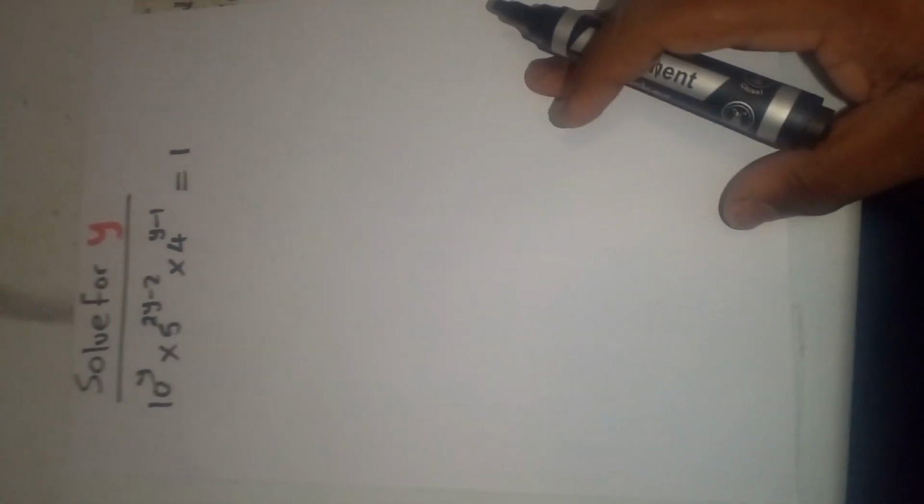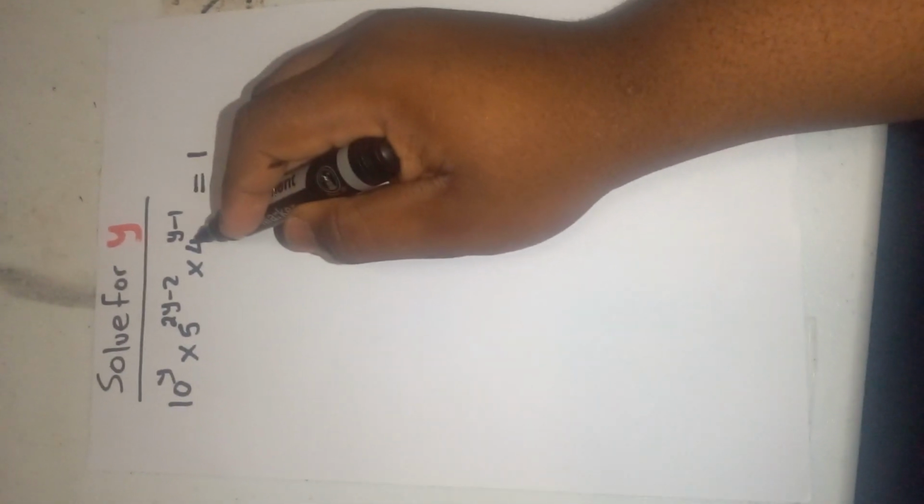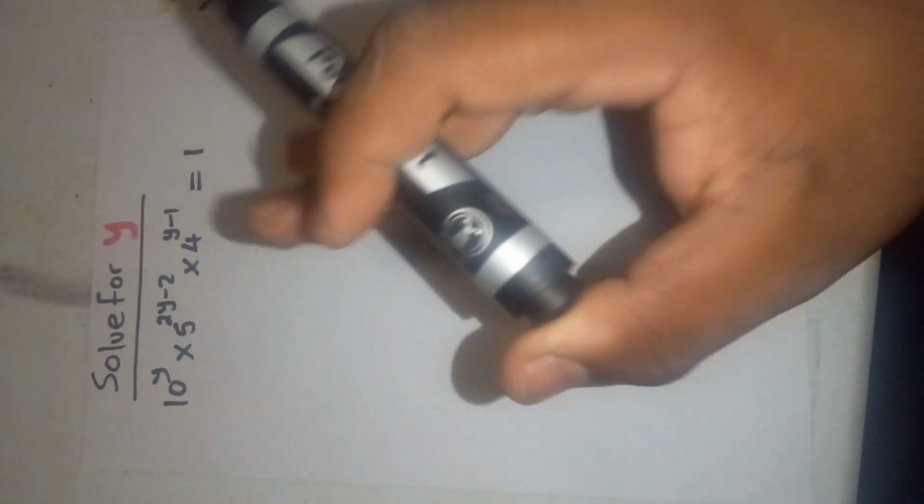So now here's an interesting question. They're saying that we must solve for y. These are exponents. First things first, check the bases that you have. I have 10, 5, 4. Okay. So now check something. You must check that base that you must convert to its simplest exponential form.